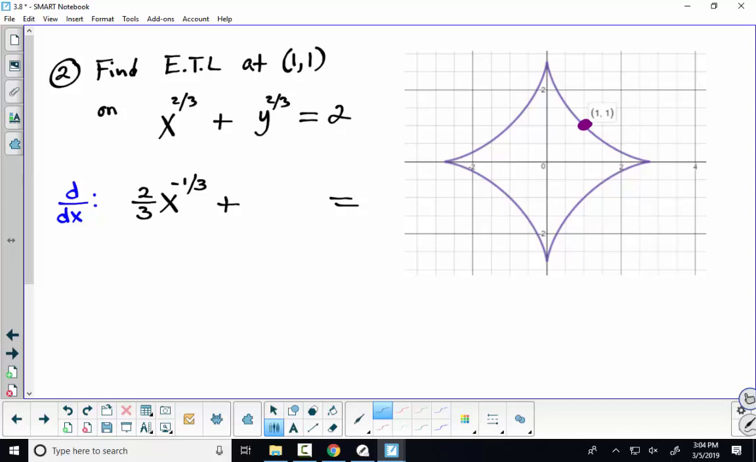Hopefully the x and the constant are easy. What's the derivative of y to the 2/3? It's 2/3 y to the negative 1/3 times y prime. You'll agree with that? It's 2/3 y to the negative 1/3 times y prime. So we just take the derivative normally and then multiply it by y prime. That's really all we're doing.